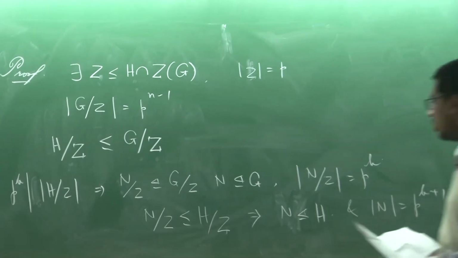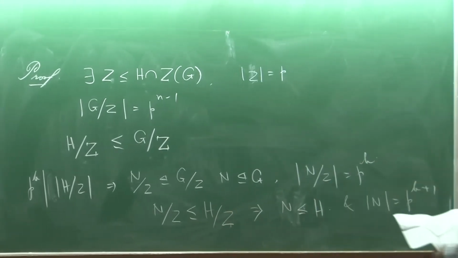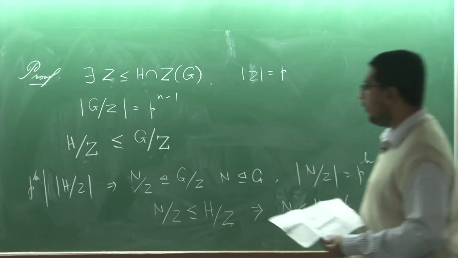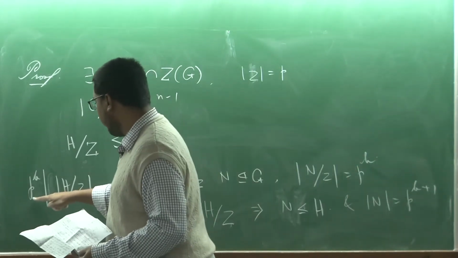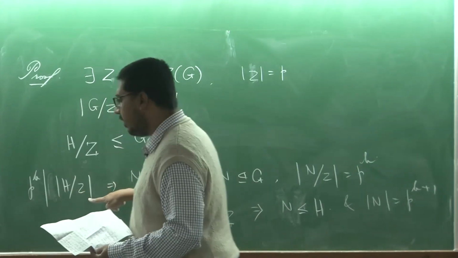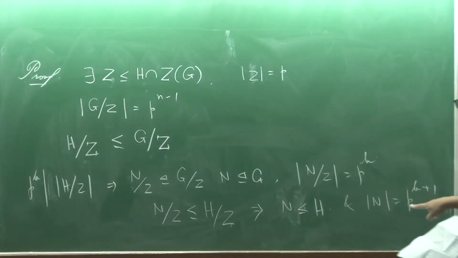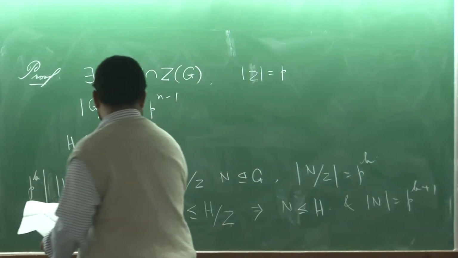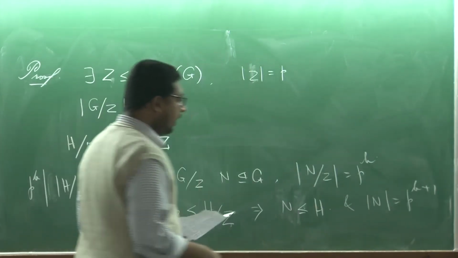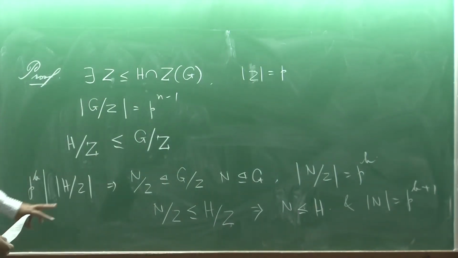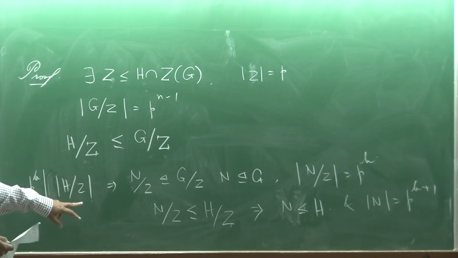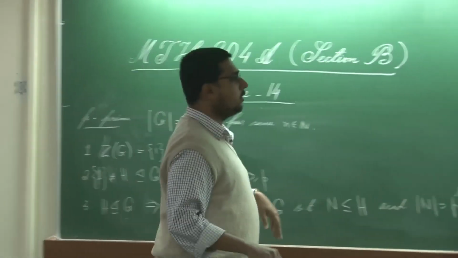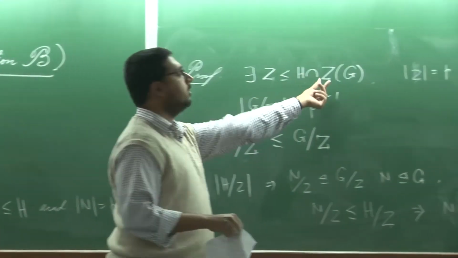Okay. So, what do we have? Therefore, for every divisor p to the power b dividing this, we got a subgroup N of order p to the power b plus 1. Okay. So, this list of N's together with the trivial case, that is Z, gives us the complete list of subgroups of this. And here Z has to be normal because it is inside the center.